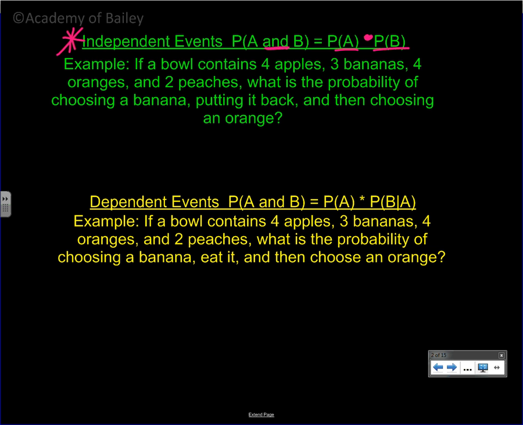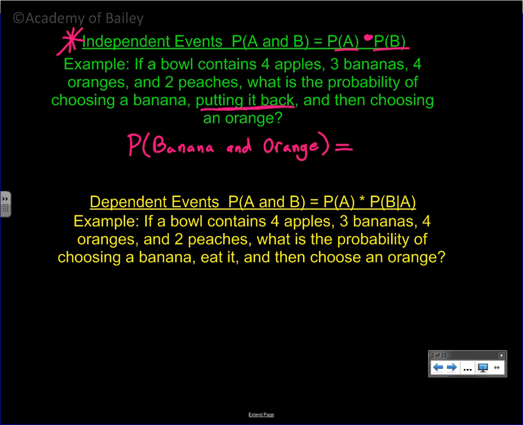So in this example we have: if a bowl contains 4 apples, 3 bananas, 4 oranges, and 2 peaches, what is the probability of choosing a banana, putting it back, and then choosing an orange? Well, we want to find the probability of a banana and then an orange. And why is this independent? It's independent because we put it back. Pay attention. It says the probability of choosing a banana and then choosing. But look at the formula. The formula says and right there. So this is the reason why we will be using independent events.